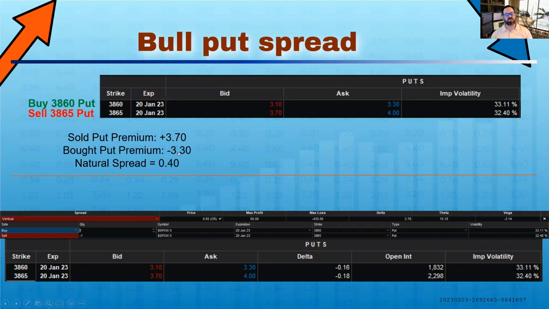You have what is called the natural spread. If you want to buy something quickly, you typically have to buy from the ask price, which in this case would be $3.30. And that's what it's showing right there. Bought the put premium $3.30. If you want to sell, you sell to somebody who's willing to buy. And that would be, in this case, the $3.70, the bid price, because they're bidding, they're willing to buy from you at that price. Well, you don't have to take that price, and you probably shouldn't. You want to negotiate. Those are retail prices.